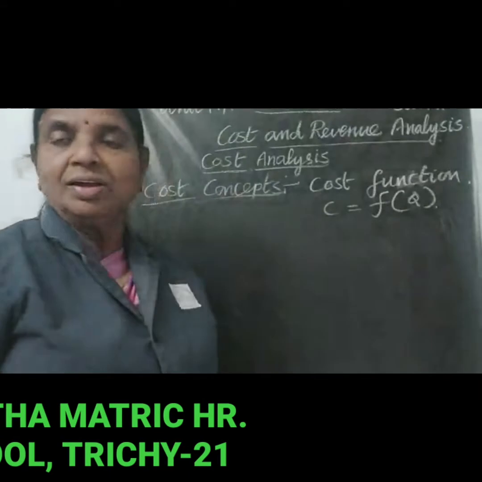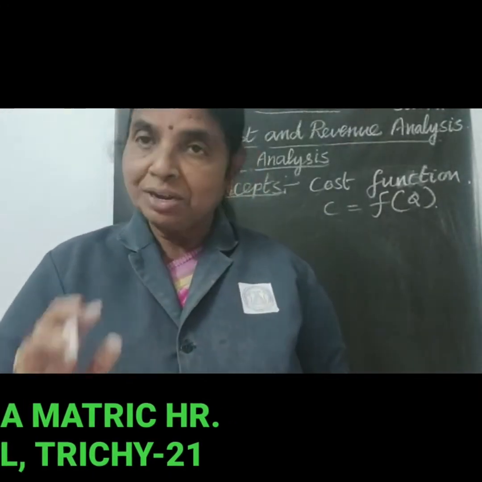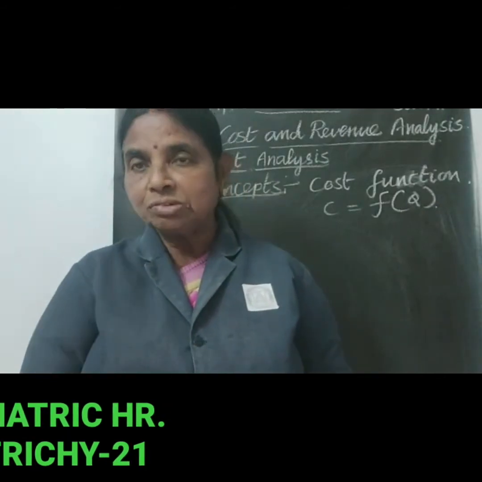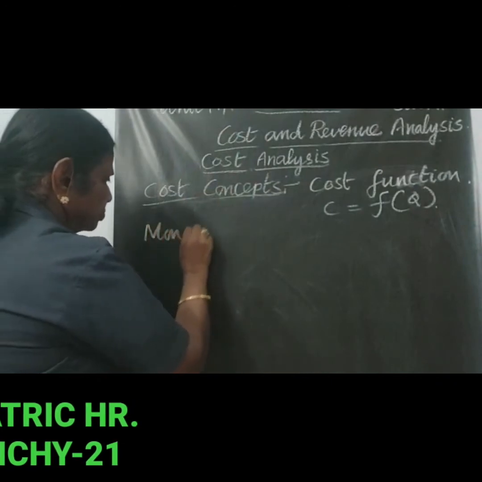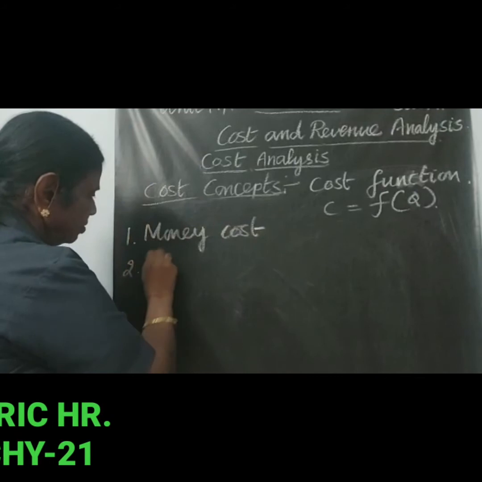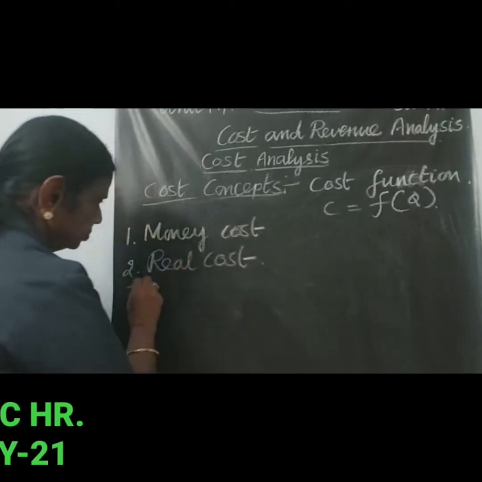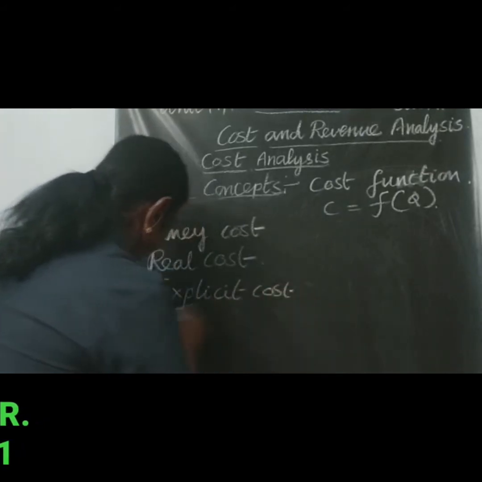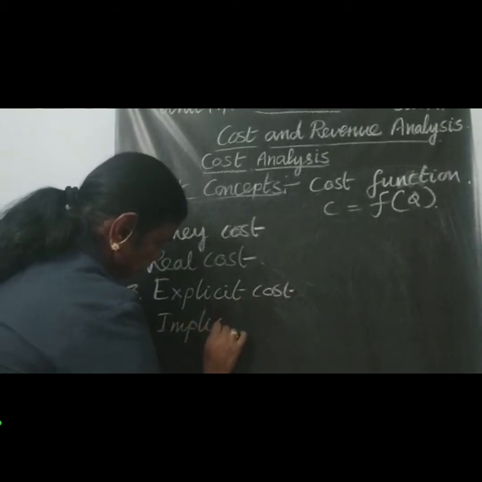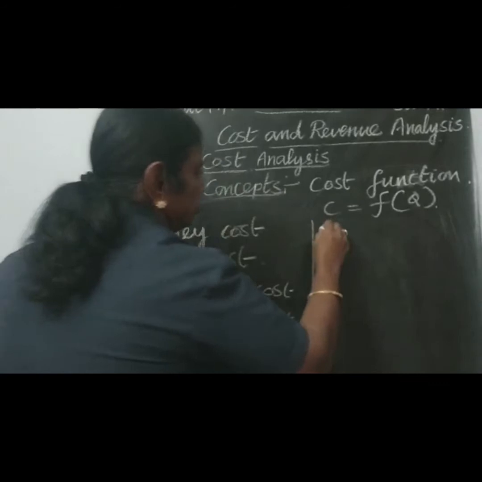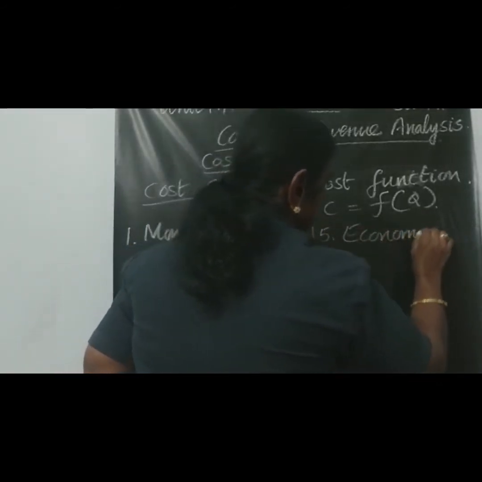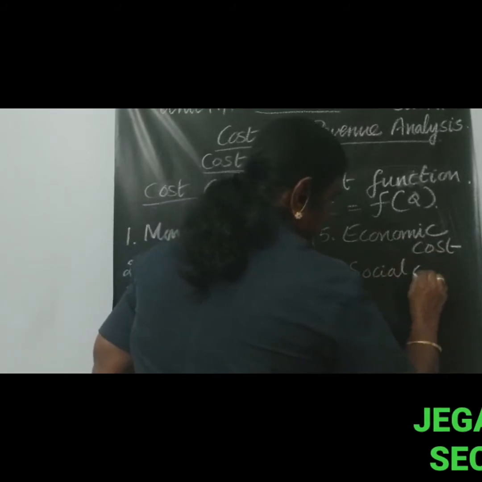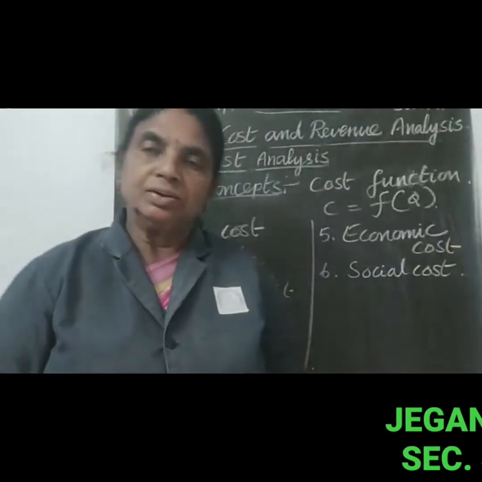Now cost concepts. There are many important costs. Money cost, real cost, explicit cost, implicit cost, economic cost, social cost, and so on. First, money cost, second, real cost, third, explicit cost, fourth, implicit cost, fifth, economic cost, and sixth, social cost, opportunity cost, time cost, and so on.